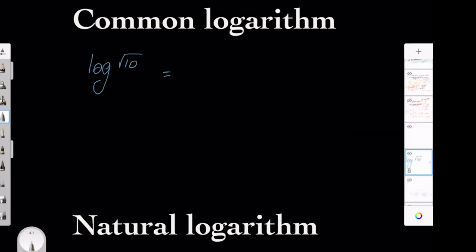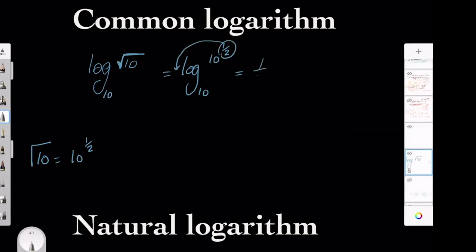Is it 1/2? Very good. So in order to answer this one, radical 10 is the same as 10 to power 1/2. So I'm going to write log of 10 to power 1/2, base 10. Here is an invisible 10. This exponent is going to go over here. We have 1/2 log of 10, base 10. The answer is 1/2.